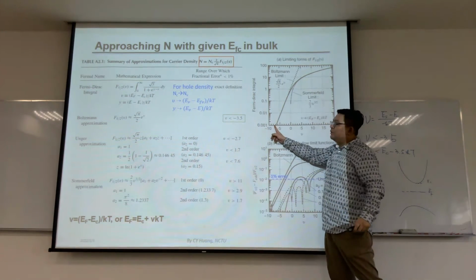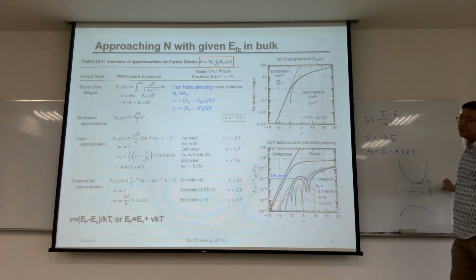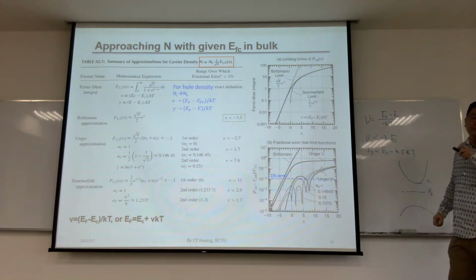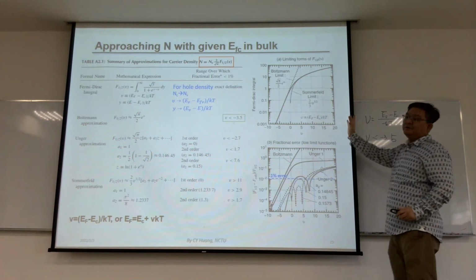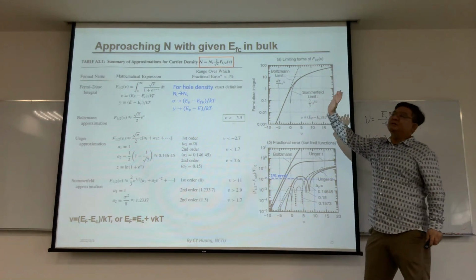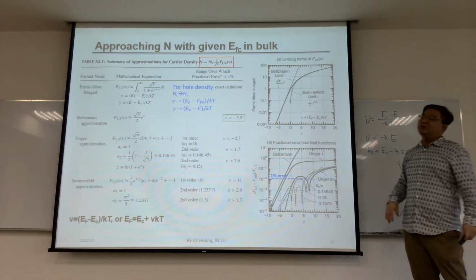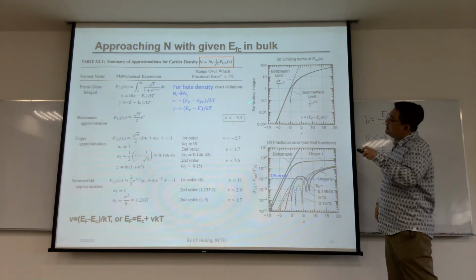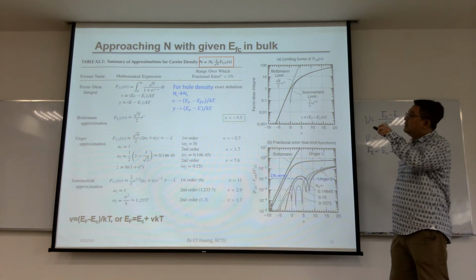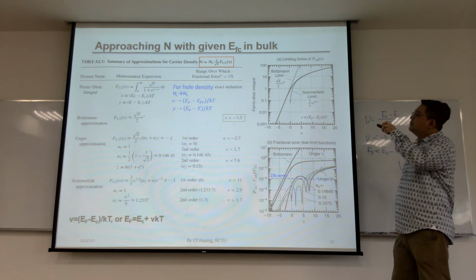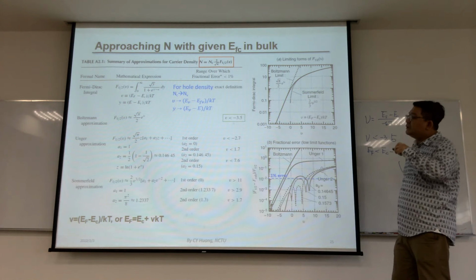So when B is small, or when EF is far below your band edge, the Boltzmann distribution is a good approximation. However, as the carrier density increases, EF increases. Then the Boltzmann equation will overestimate the real carrier contribution. The dashed line is the carrier distribution you obtain from the Boltzmann distribution, but the real one is the black solid curve. So that will overestimate the carrier concentration you have in the conduction band. Then you need to find another model.